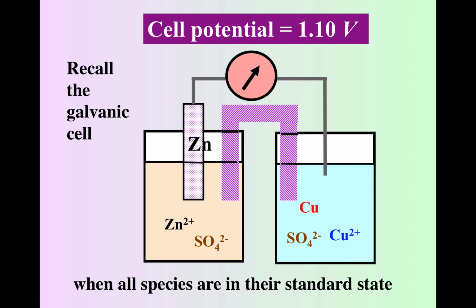All right, when all species are in their standard state, this particular cell gives a voltage of 1.1 volts. Later on, we'll talk about what standard state is. It means 1 molar concentration of the zinc ion and 1 molar concentration of the copper 2 ion. Sulfate is just a spectator here.